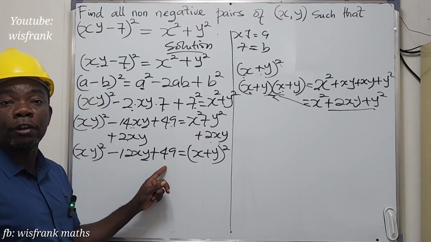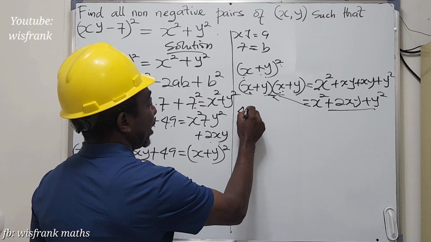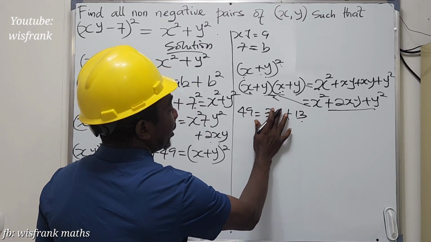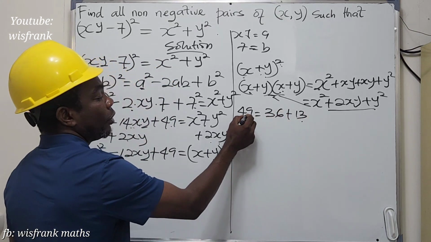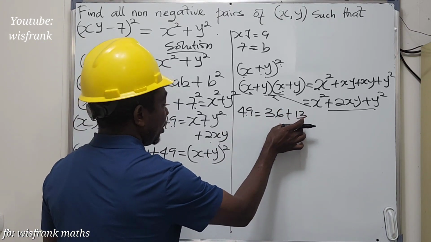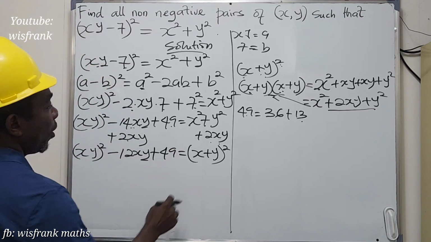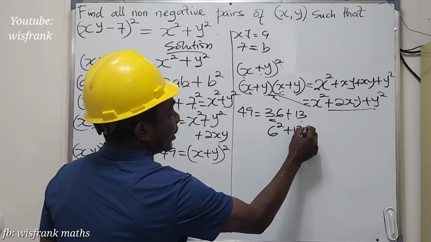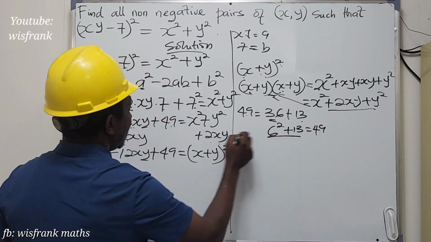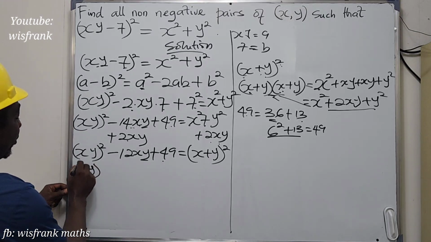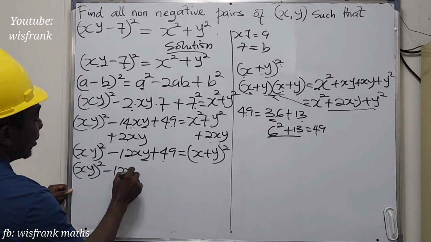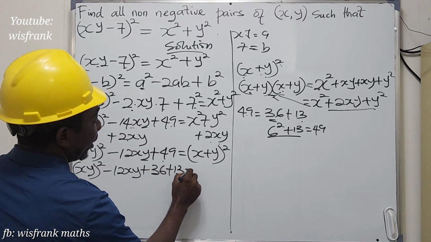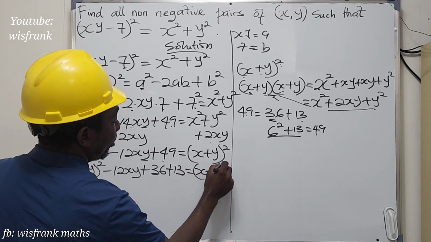So in this case, our 49 here can be written as 36 plus 13. When we add these two, 36 plus 13 will give us 49. So we are going to substitute this in the place of 49. And also 36 here can be written as 6 to the power of 2, plus 13 equals 49. Substituting this in this place, we have (xy) all to the power of 2 minus 12xy plus 36 plus 13 equals (x plus y) all to the power of 2.